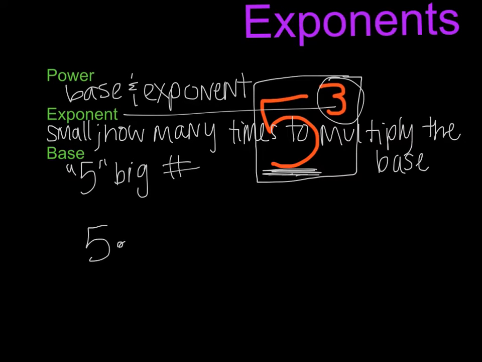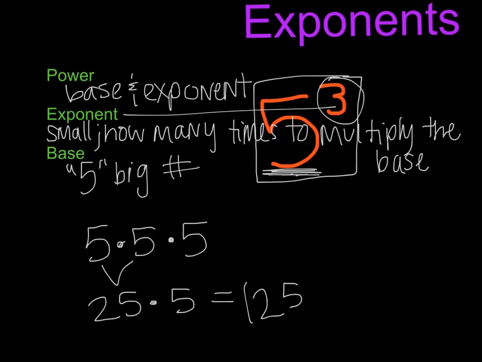That's saying 5 times 5 times 5. In other words, I'm multiplying the base 3 times. And then I can do this. 5 times 5 is 25. And then 25 times 5 will give me my answer of 125. So 5 to the third is 125.